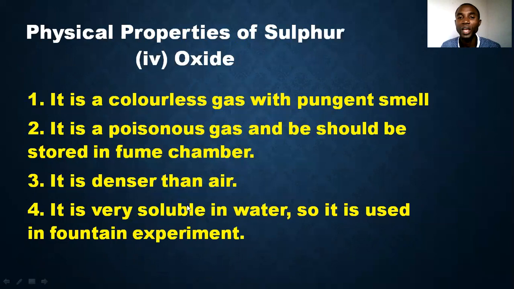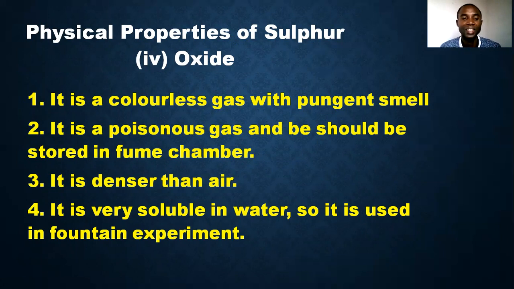The next thing we need to look at is the physical properties of sulfur oxide. What are the physical properties of sulfur oxide? Number one is that it is a colorless gas with a pungent smell. It's because of the pungent smell that we prepare it in the fume cupboard in the laboratory. Another thing is that it's a poisonous gas and should be stored in the fume chamber.